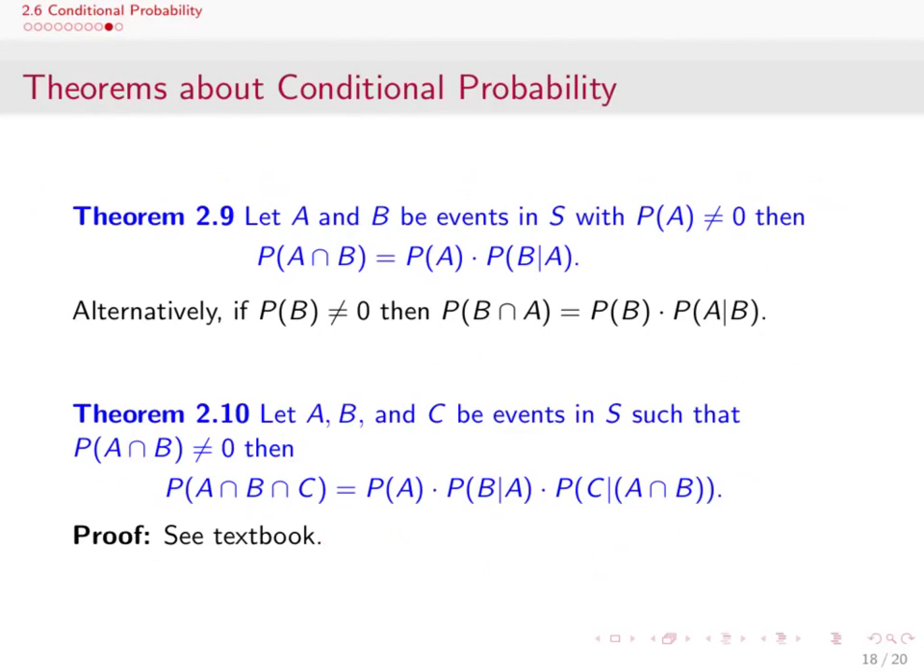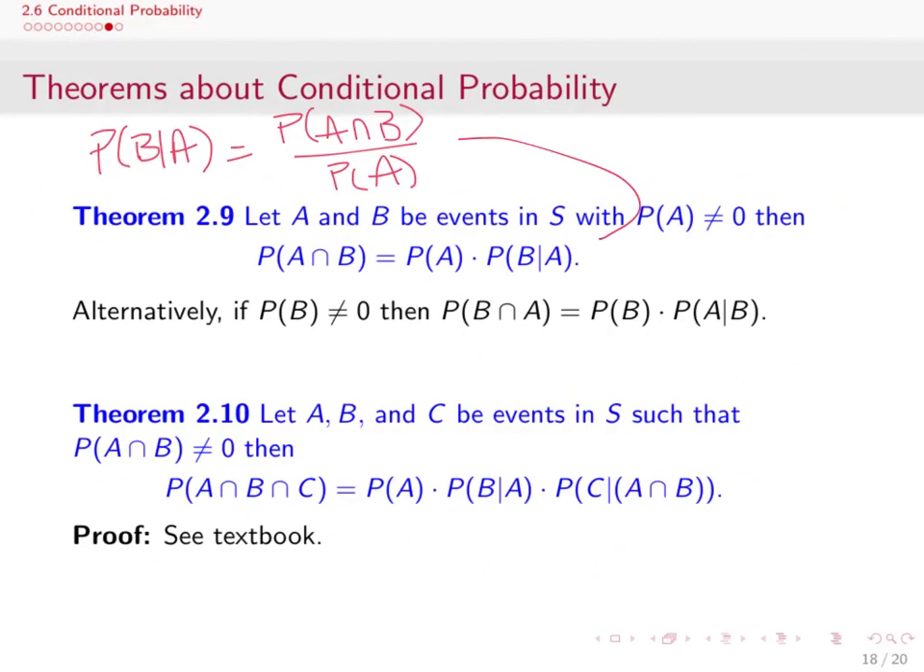Now, Theorem 2.9 essentially formalizes what we saw in that last example: if we have 2 events, A and B, in a sample space, and if we know that the probability of A is non-zero, then we can write the probability of A intersected with B as the probability of A times the probability of B given A. To see where this comes from, remember that the probability of B given A was equal to the probability of A intersected with B over the probability of A. And since the probability of A is non-zero, we can solve this expression algebraically to get that the probability of A intersect B is equal to the probability of A times the probability of B given A, which is what the theorem tells us.